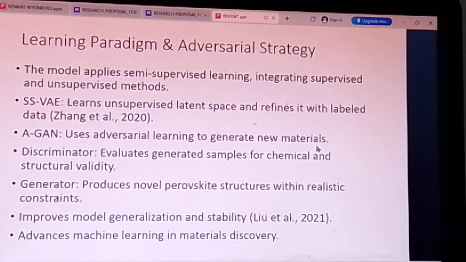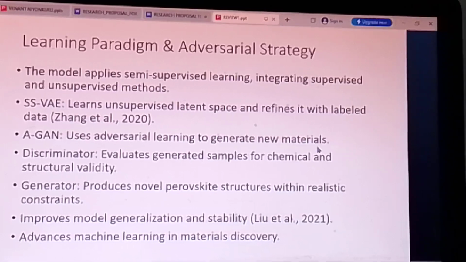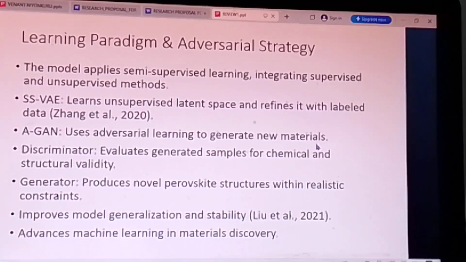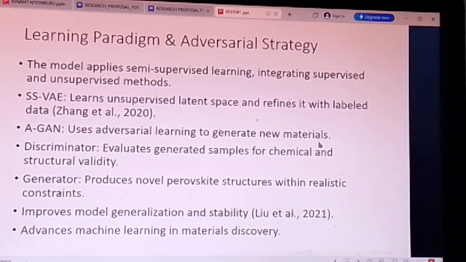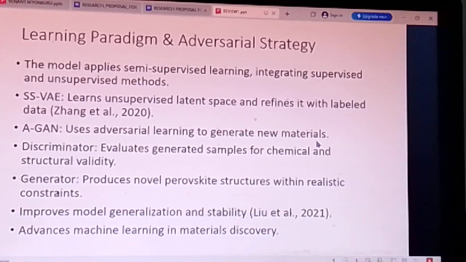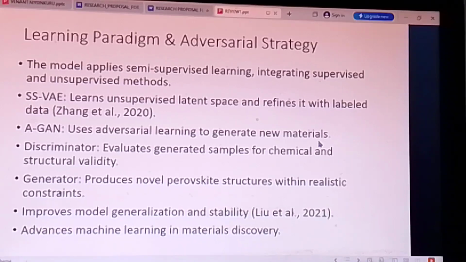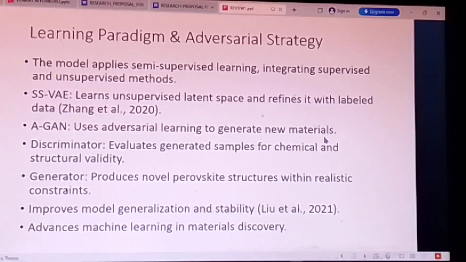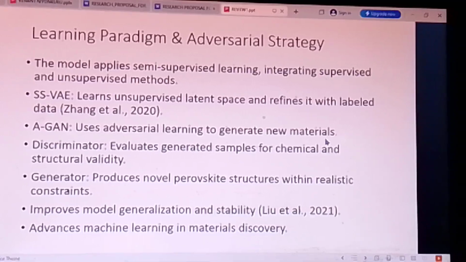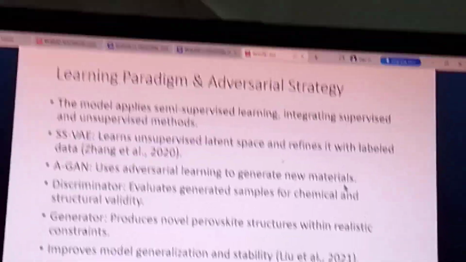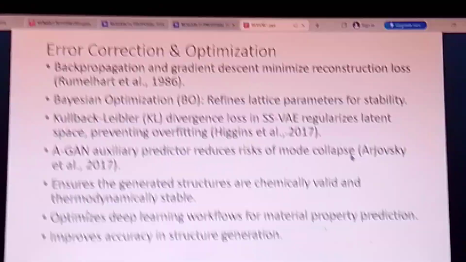The discriminator evaluates generated samples for chemical and structural validity. The generator produces novel perovskite structures with realistic constraints. It improves model generation and stability, and advances machine learning in material discovery.